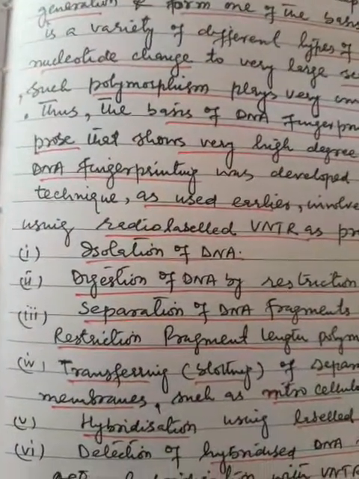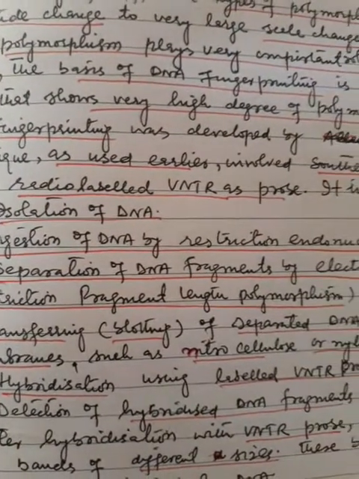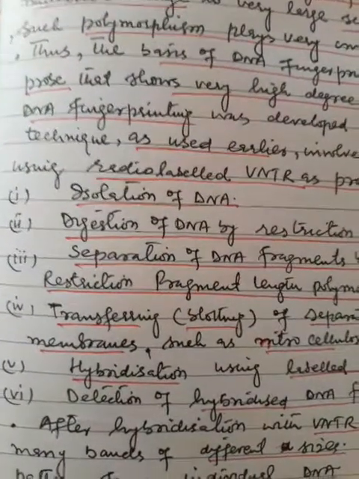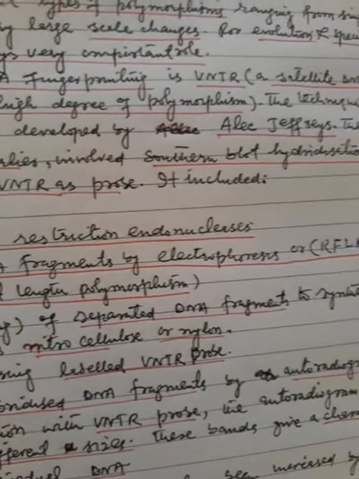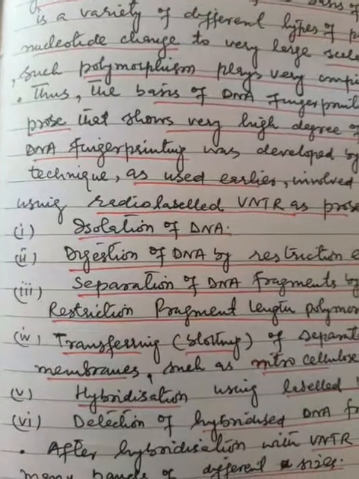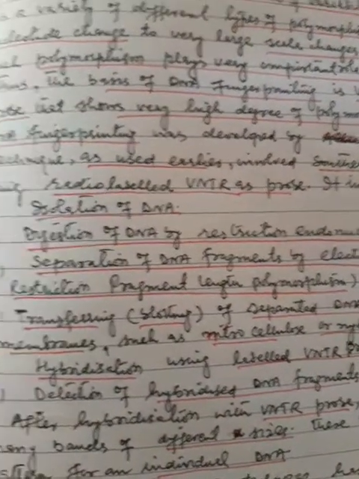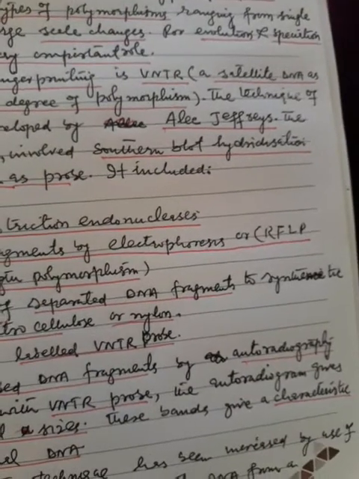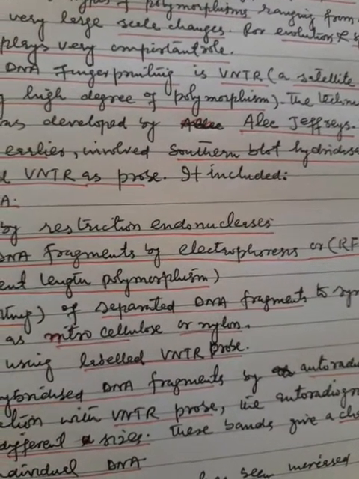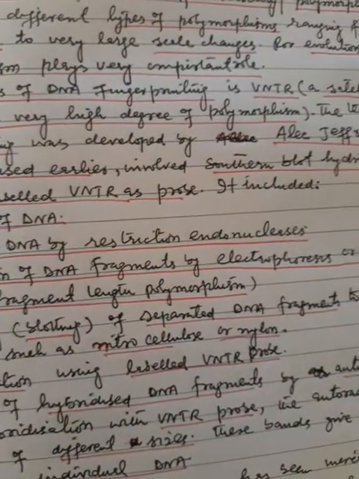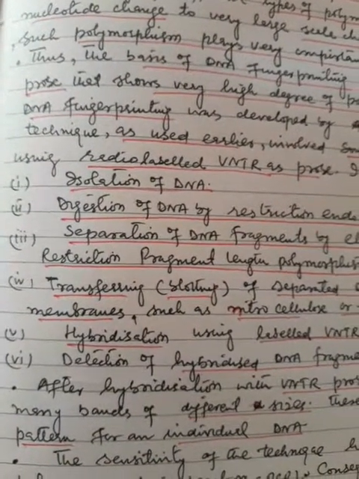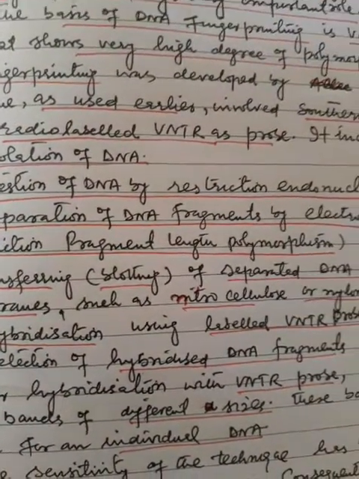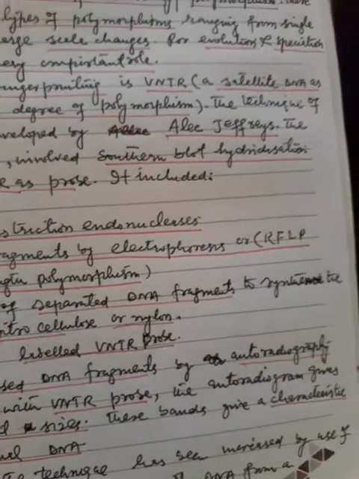It included: number 1, isolation of DNA; number 2, digestion of DNA by restriction endonucleases; number 3, separation of DNA fragments by electrophoresis, or RFLP, that is restriction fragment length polymorphism; number 4, transferring or blotting of separated DNA fragments to synthetic membranes such as nitrocellulose or nylon; number 5, hybridization using labeled VNTR probe; number 6, detection of hybridized DNA fragments by autoradiography.